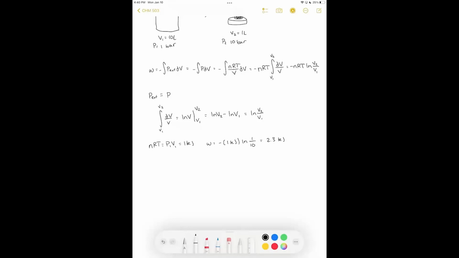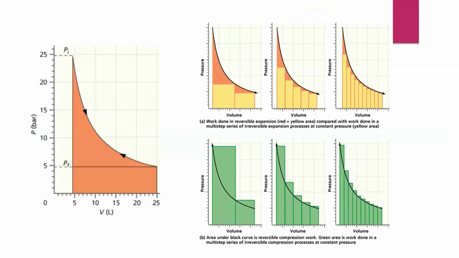So the reversible work is always lower than the irreversible works. It doesn't matter what system we're applying this to. So let's go back to the slides to see some examples of this. Here we can see some PV diagrams that show the ideal gas law at constant temperature and how P and V change with respect to each other. So what's shown in this top panel here is a reversible expansion.